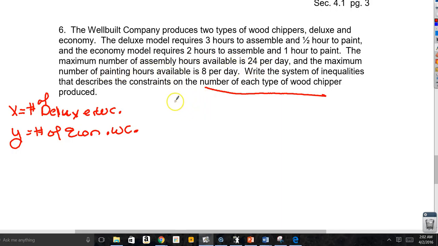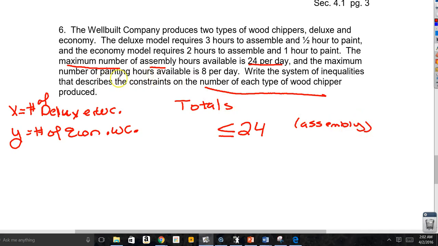Now pick out your totals. What totals? This is talking about 3 hours to do something. This is talking about a half hour to do something. But this says the maximum number of assembly hours is 24. So 24 is the maximum. So that means that whatever is less than or equal to 24. And this is assembly.